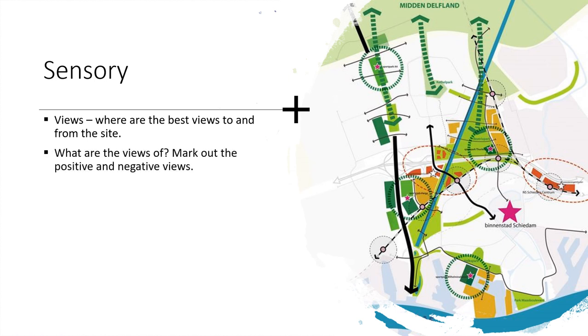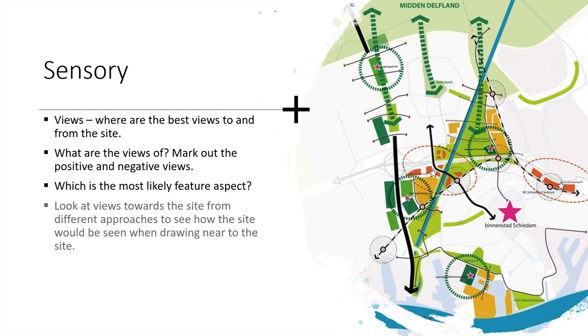What are the views? Mark out the positive and negative views. Are there any? Let's say your site is near a factory. Are there any unsightly things that you can see during your approach to your site, or do you need to cover some things, etc.? Which is the most likely feature aspect? Sometimes when you're studying the sensory aspects, you cannot really capitalize on all of the views, so you have to list them in order of importance.